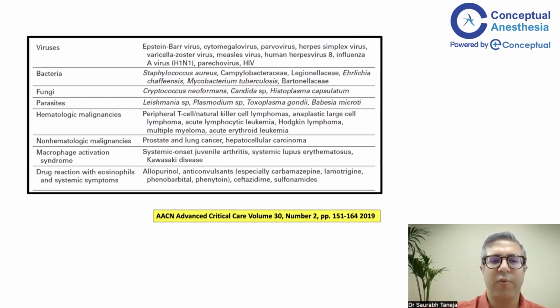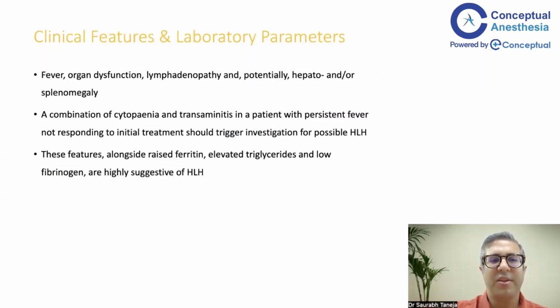Just to show you what all things can lead to HLH. So we've covered that till now. So the patient presents with fever, organ dysfunction, and lymphadenopathy. Lymphadenopathy may or may not be there, and the patient usually has hepato or splenomegaly. A combination of cytopenia and transaminitis is usually there.